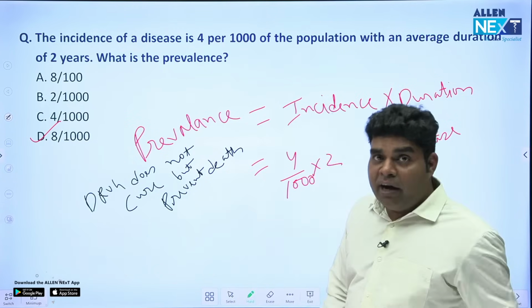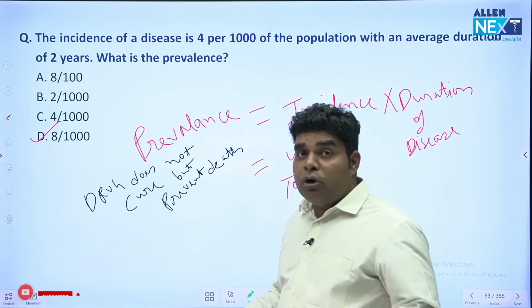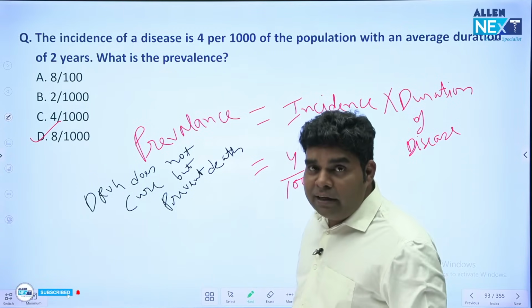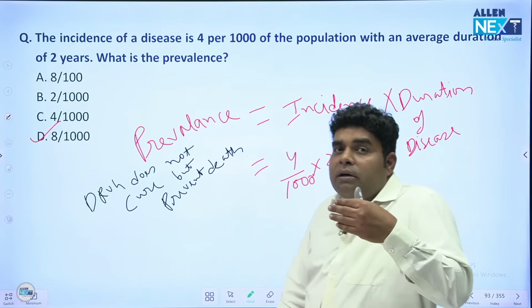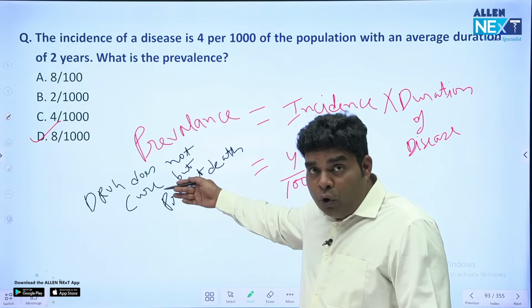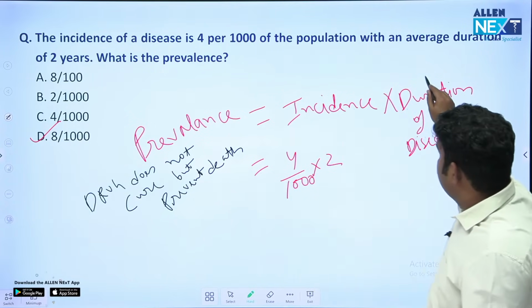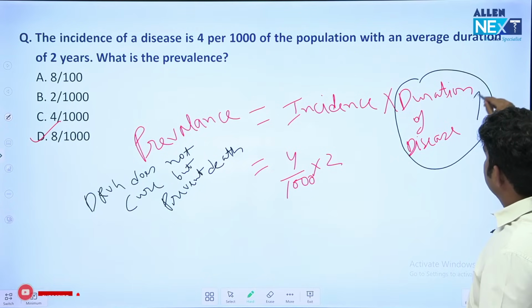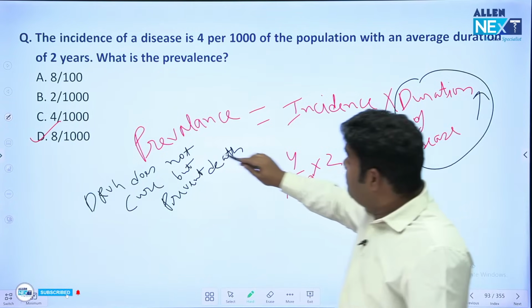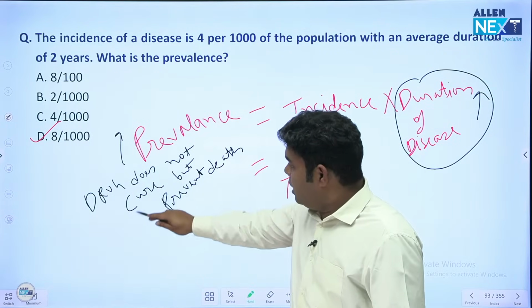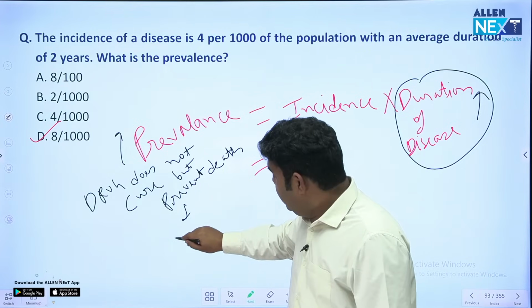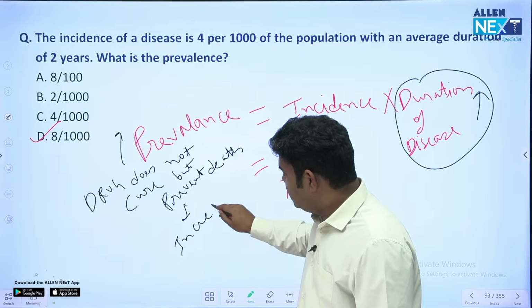Like BP and sugar medicine: they do not cure BP or sugar, but they do not let people die from them. So because BP and sugar medicines do not cure and only prevent death, people suffer for a longer duration, and when people suffer for longer, prevalence will be more. So if a drug does not cure but prevents death, it will increase prevalence.